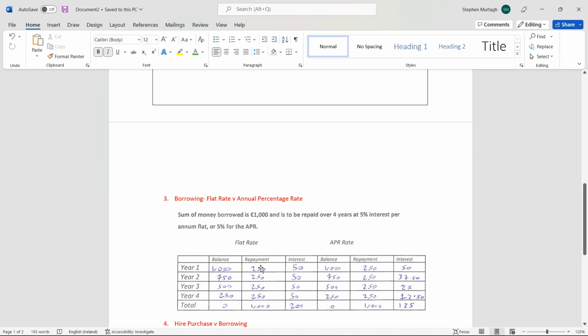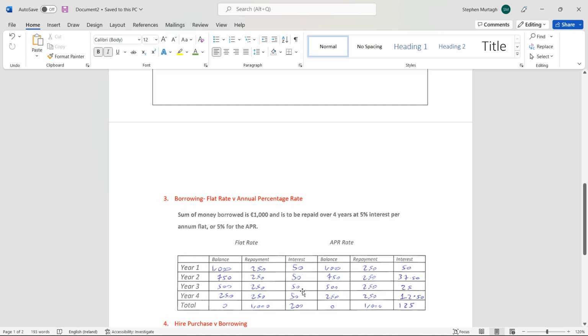So therefore, the repayment for each year is €250 until you've repaid your €1,000 here. And you'll notice on the APR side, I've done the exact same. The balance reduces by €250 per year, and the repayment is €250 per year until you get 1,000 paid back. To work out the interest on the flat rate, the interest is always going to be on year one. So €1,000 by 5% is €50, which means per year they're going to pay €50 per year.